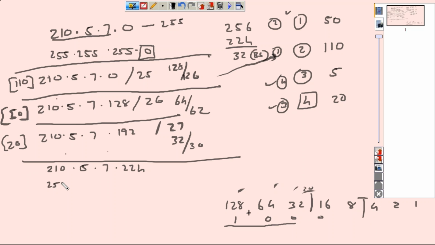So let's say 255, 255, 255, 1, 2, 3, 4, 5, 1, 2, 3. That gives 248. Perfect. 248 will give us a block size of 8. So we're going to add that to this: 224 plus 8.